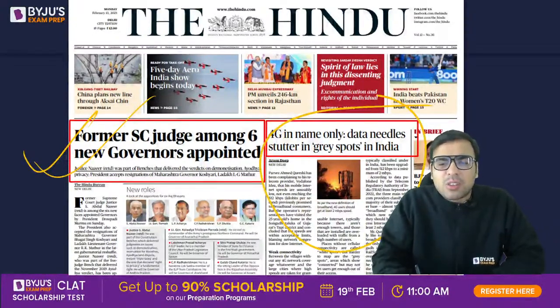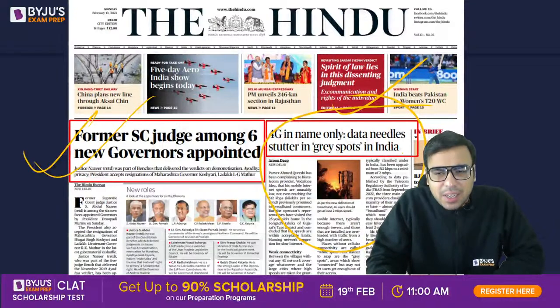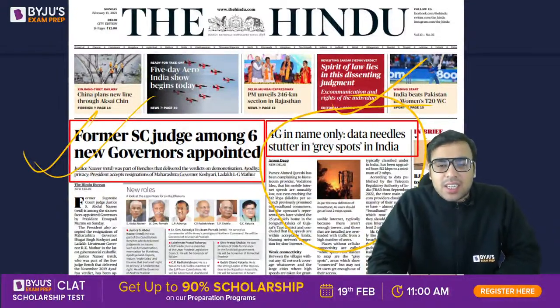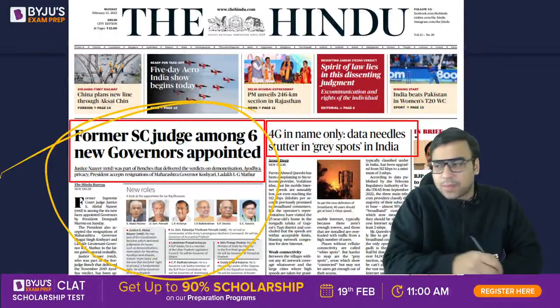This is also not that much important. 4G in India, in name only, data needles stutter in gray spots in India. So just go and read it. But this one is very important.